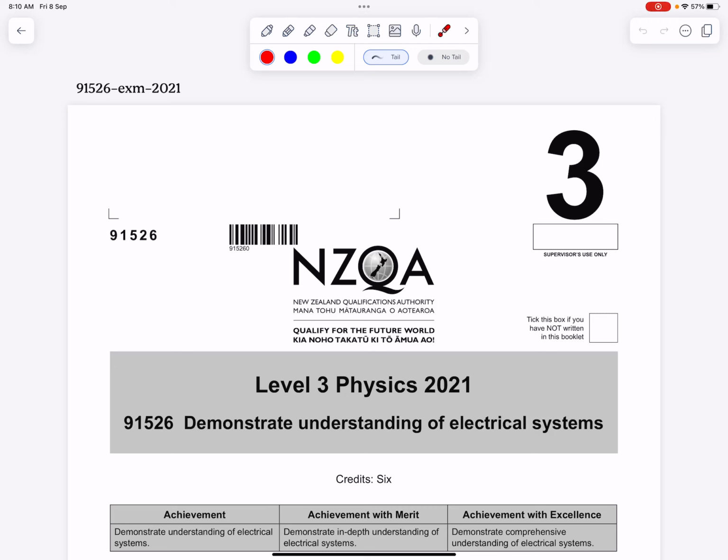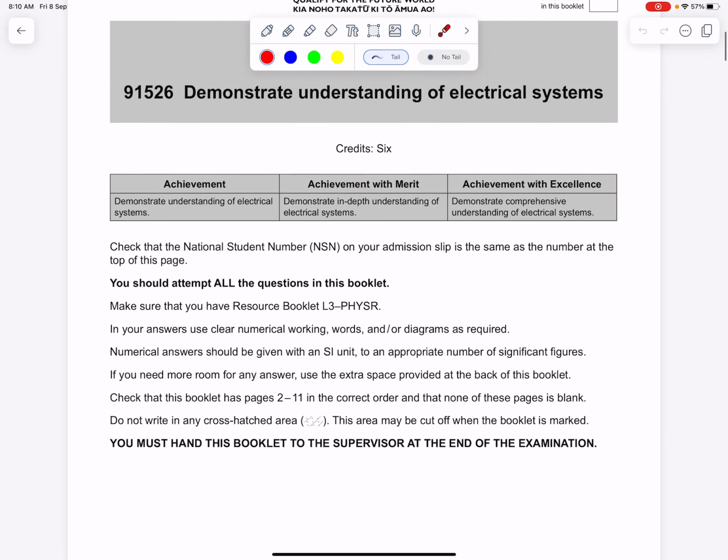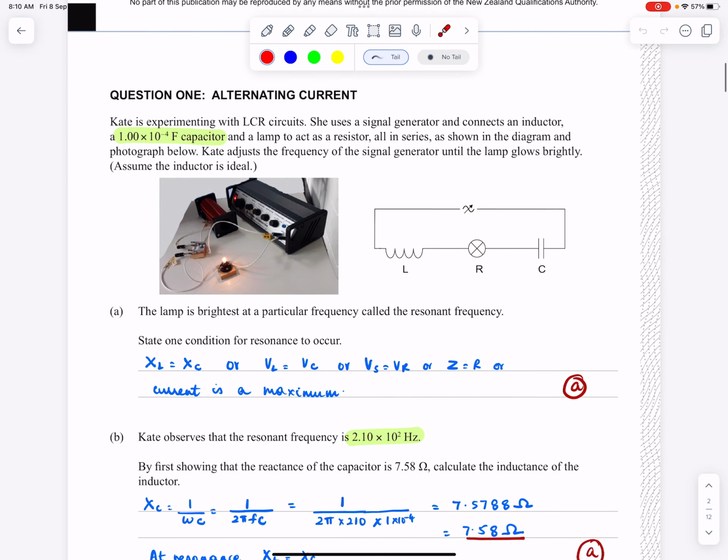To go through the Level 3 Physics 2021 Electricity Examination paper, the best thing for you to do is try this paper out first on your own and then check your answers with what I've got. Okay, so question 1 is on alternating current.